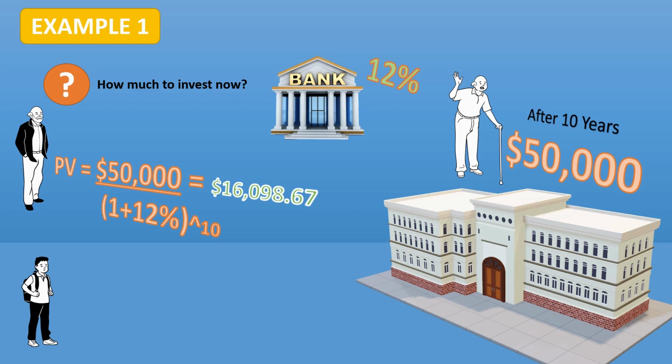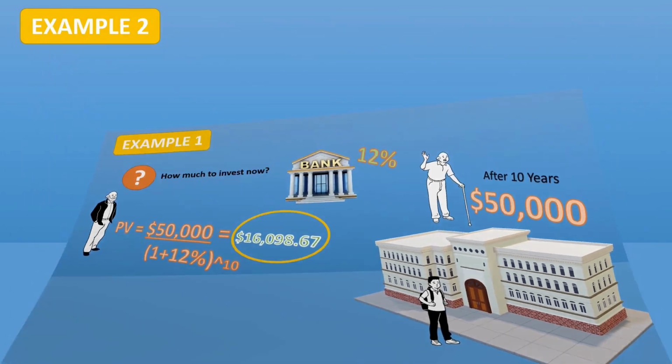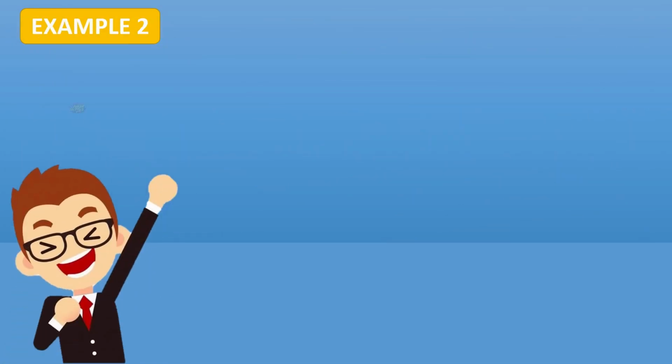Let's find out the present value of the $50,000 payment to be made in the 10th year. So we have the future value equaling $50,000. We have number of period equaling 10 years. And the rate of return is 12% annually. Putting the values in the present value formula, we get the present value of $50,000 equaling $16,098.67. This means in order to pay the fee for your son's college after 10 years you will have to deposit $16,098.67 today at 12%.